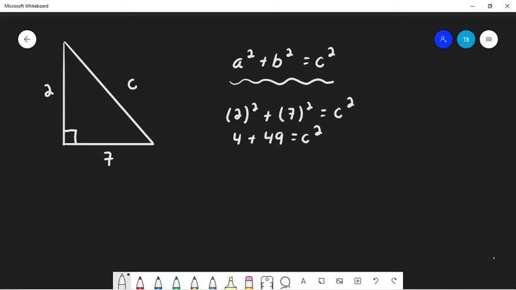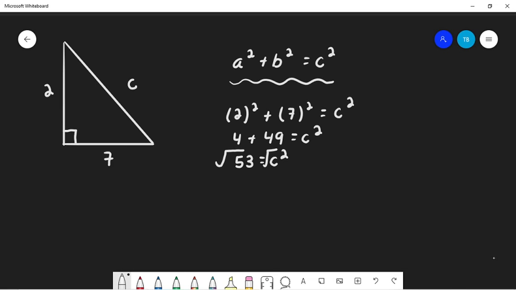And then 4 plus 49 is equal to 53. So 53 is equal to C squared. Now we still take the last step and take the square root of both sides of the equation, but you'll notice here that unlike in the other problems, 53 is not a perfect square. So when we take the square root, so we'll take it on both sides, the square root of 53 is an irrational number.